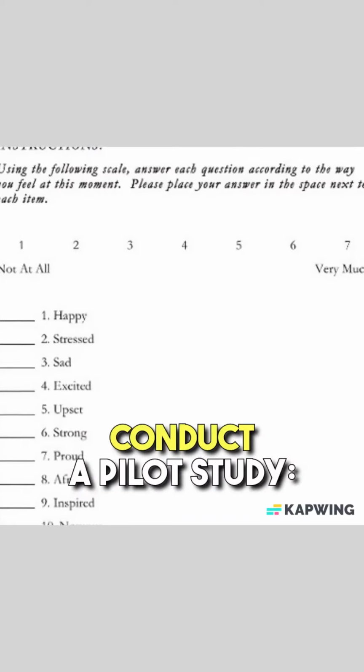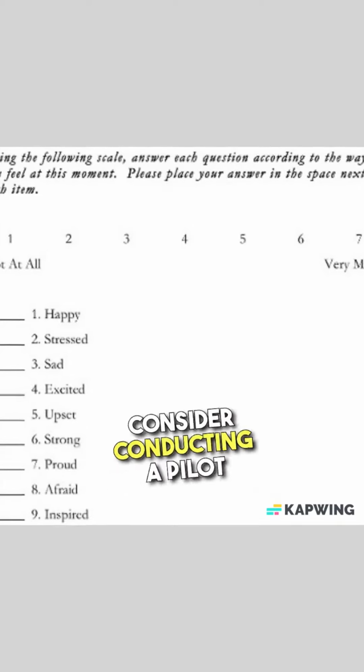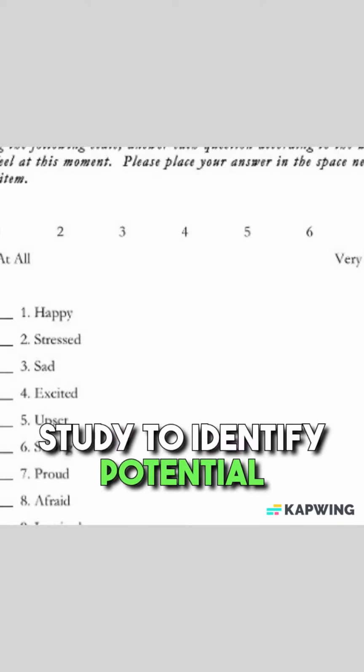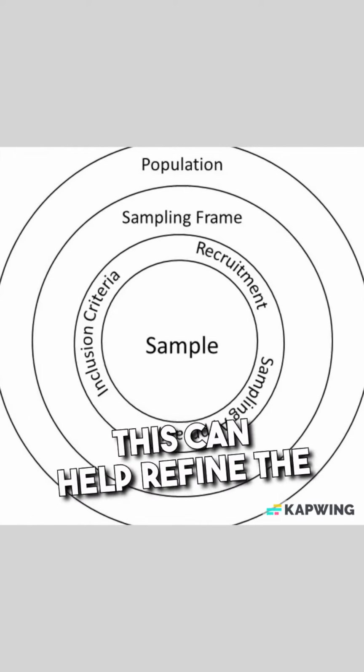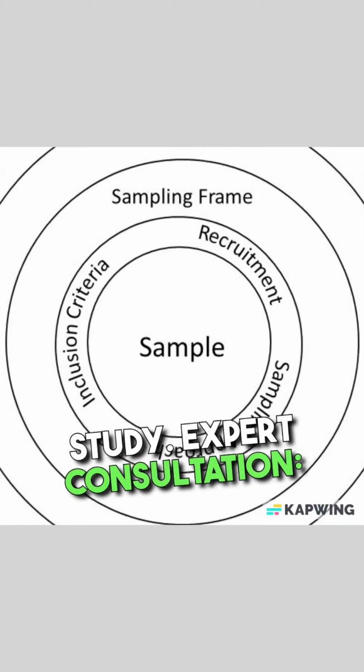Conduct a pilot study. Before conducting the main study, consider conducting a pilot study to identify potential biases or issues in the sampling method. This can help refine the sampling strategy for the main study.